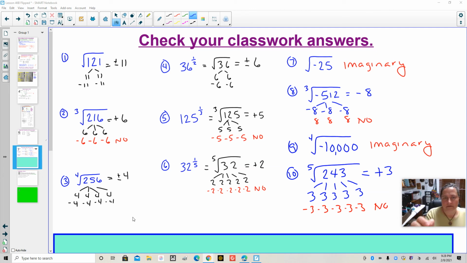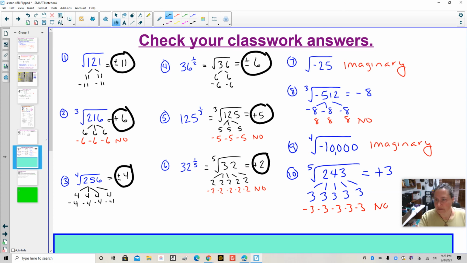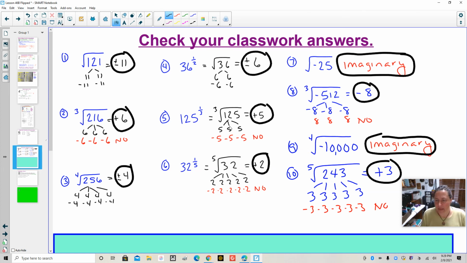Sorry, I miscolor coded some of these. That one should have been in black. And that one should have been in black. Okay. All right. If you have any questions, you can always email me.